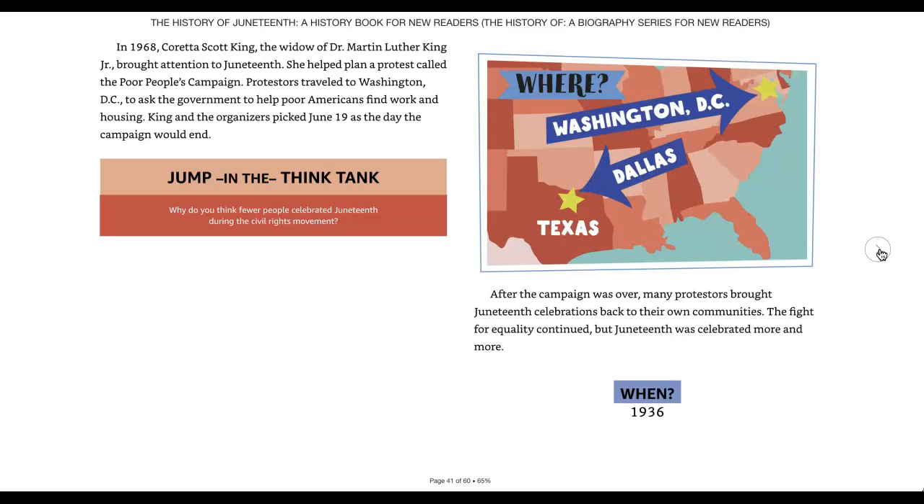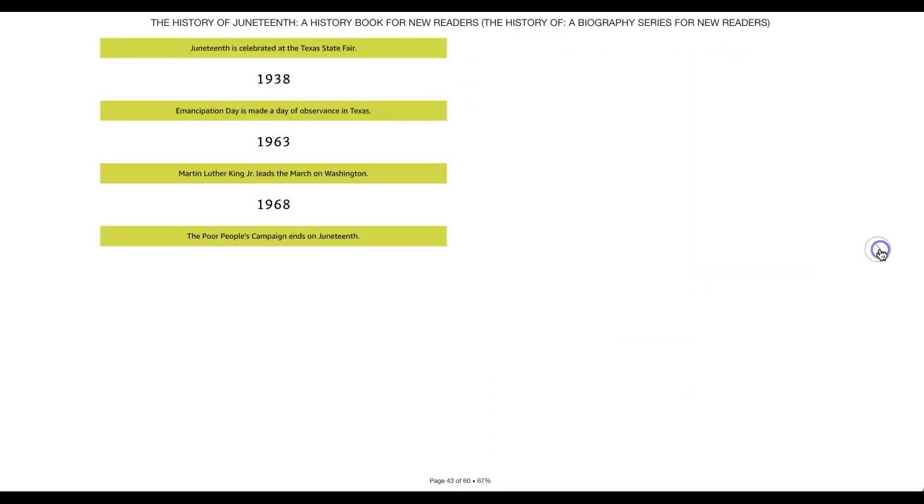After the campaign was over, many protesters brought Juneteenth celebrations back to their own communities. The fight for equality continued, but Juneteenth was celebrated more and more. When? 1936. Juneteenth is celebrated at the Texas State Fair. 1938. Emancipation Day is made a day of observance in Texas. 1963. Martin Luther King Jr. leads the March on Washington. 1968. The Poor People's Campaign ends on Juneteenth.